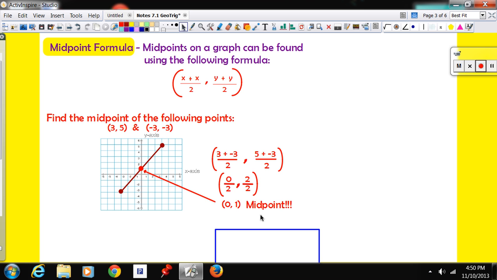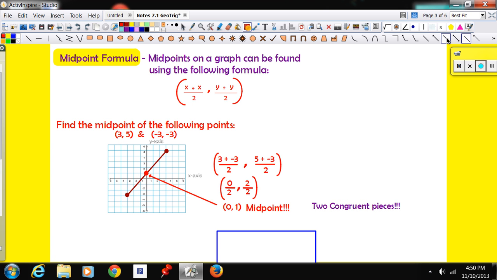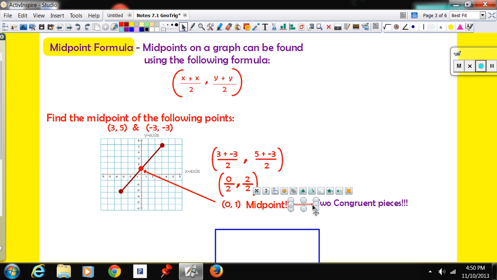If you ever see the word midpoint, it definitely means that you're going to have two congruent pieces. That's what a midpoint does. It breaks it into two congruent pieces. So just wanted to highlight that, put that in there so that you know that that's always what a midpoint does. It breaks things into two congruent pieces because it finds the exact middle.